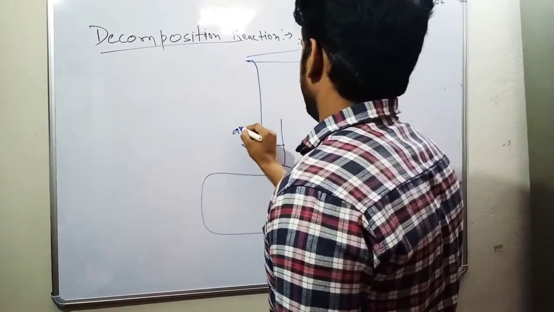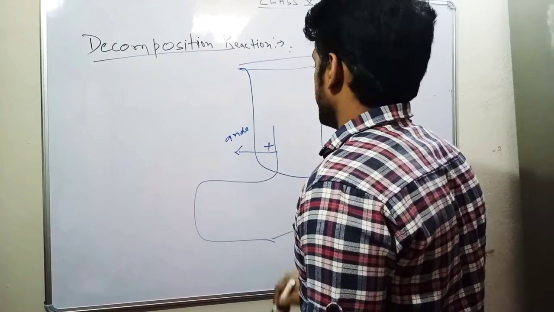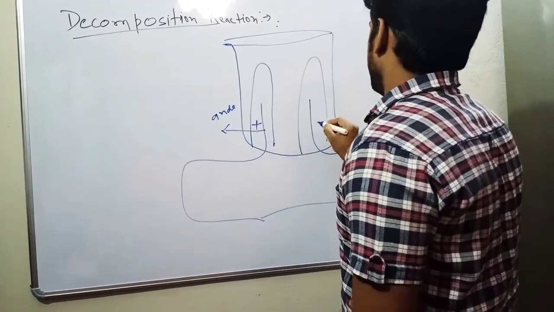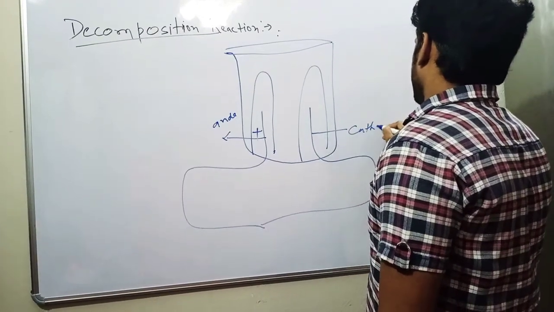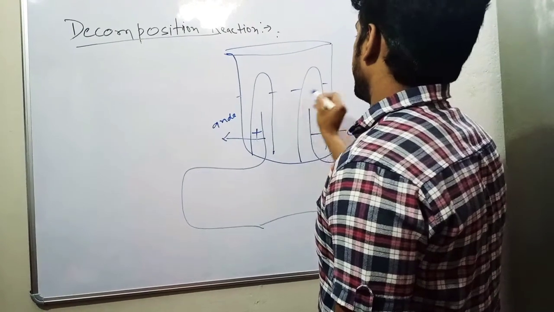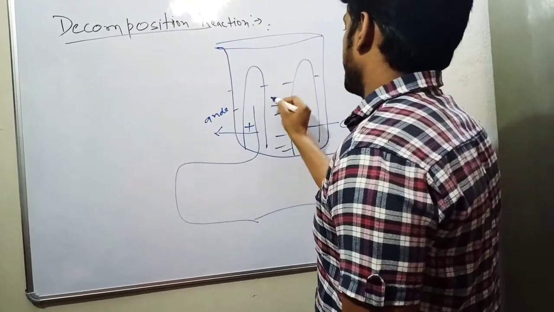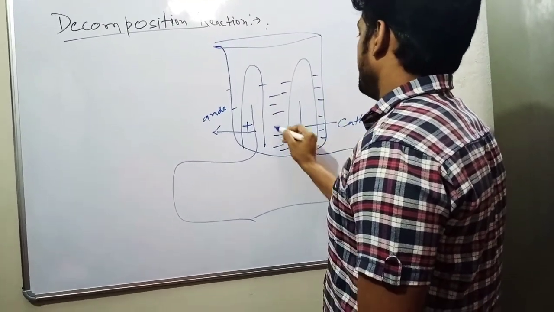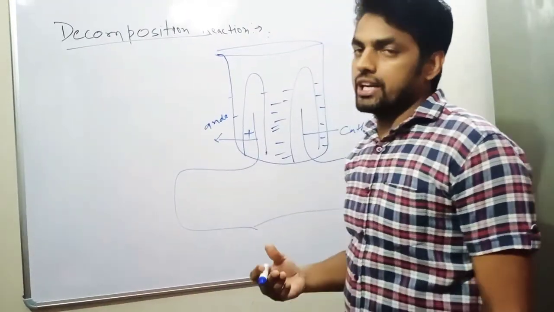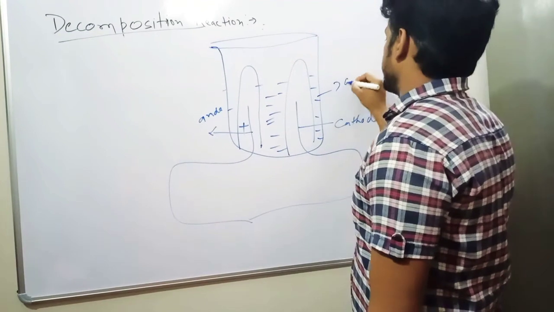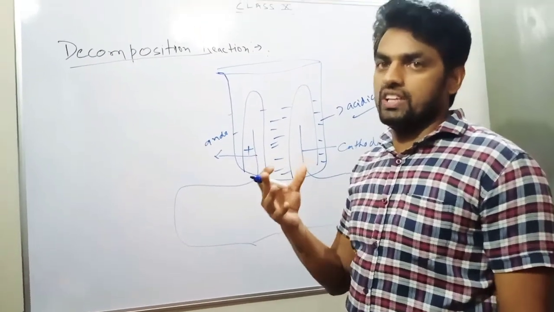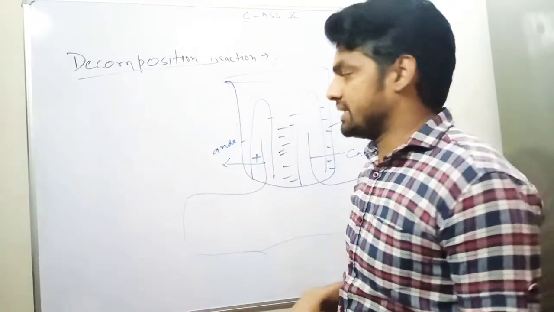Here the anode means positive charge, and a test tube is placed here. Here the cathode means negative charge. We have to fill it with water. It should not be pure water, because pure water has no free ions. So we should make it acidic, so that it has some free ions and electricity can be passed.